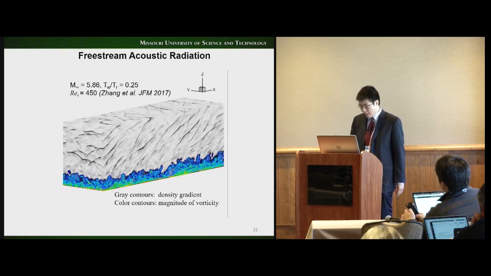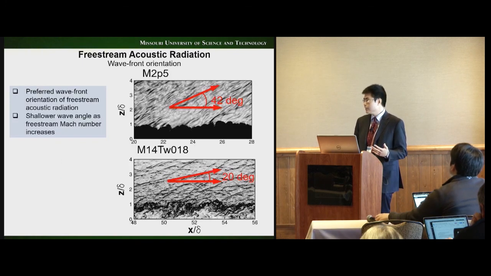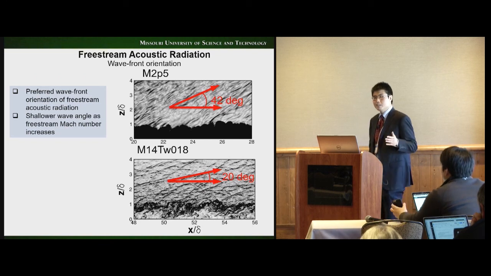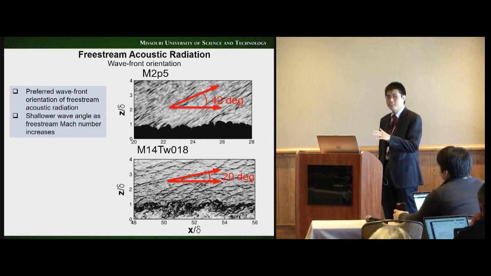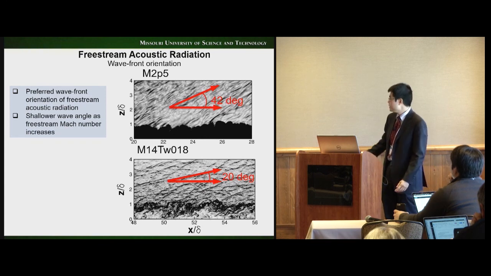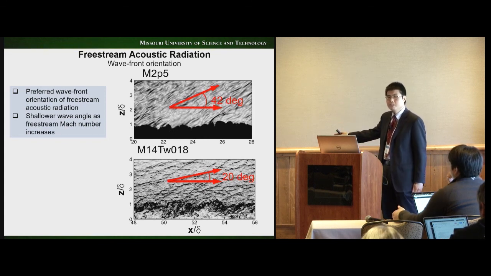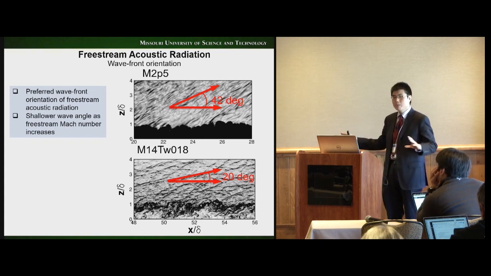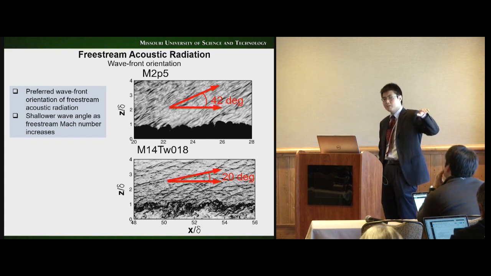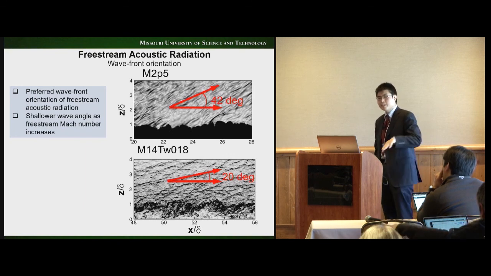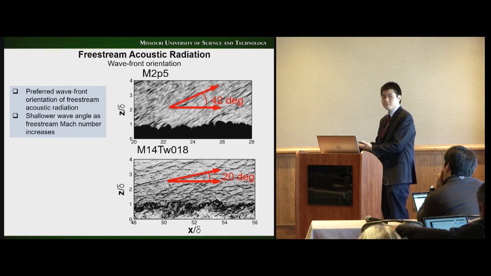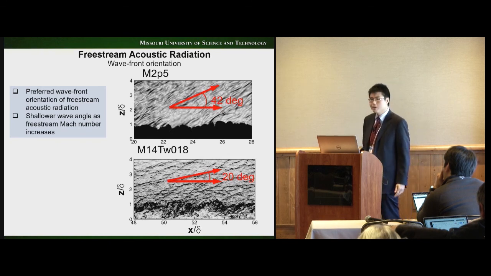Okay. And we can explore more physics. For example, we can study how the predominant direction of the noise depends on the free stream Mach number. You can see that as you increase the flow Mach number from Mach 2.5 to Mach 14, the wave actually becomes shallower. This angle is very important when we design our wind tunnel, because it will depend on how the wave impinges on the test section, and then will influence the so-called quiet zone and also the noisy zones. So this angle is very important for wind tunnel testing.